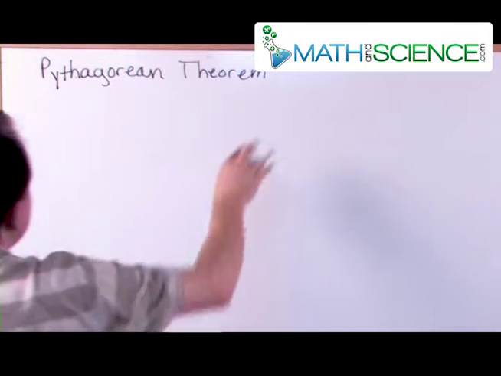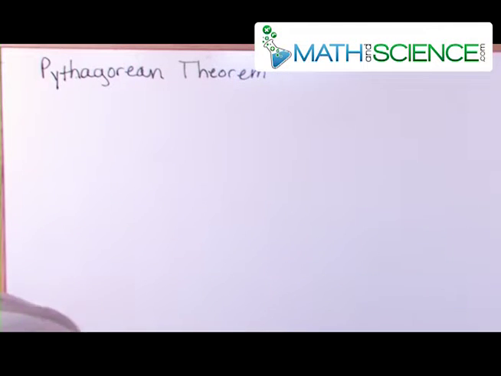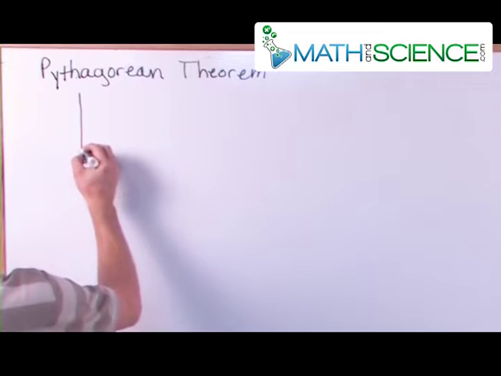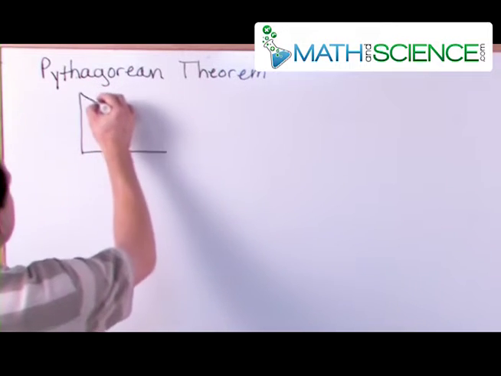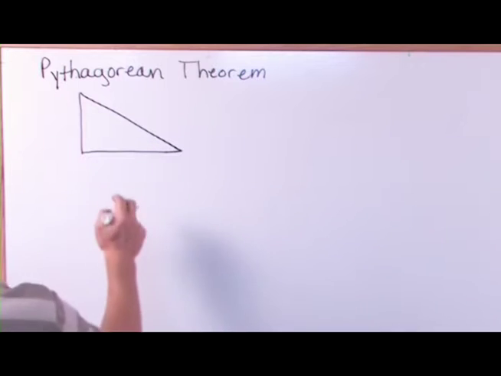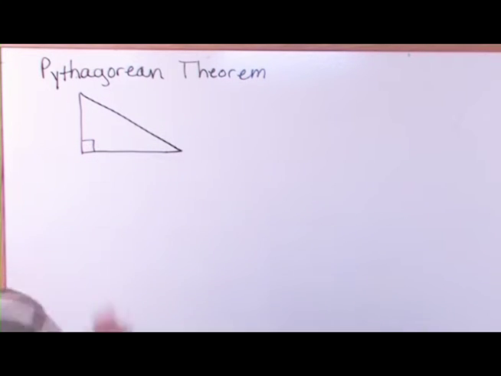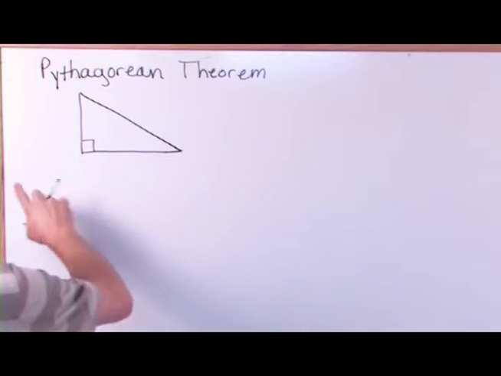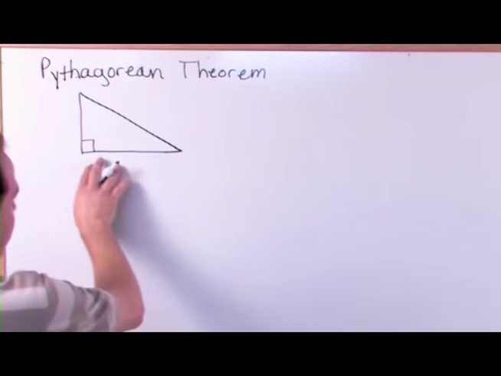Okay, this is what we're studying. It's called the Pythagorean Theorem. And all we're going to do is start to look at the right triangles that we've been looking at the whole time. There's nothing new here. This is a triangle with 3 sides, and we're going to put this little symbol in the corner, which means it's a 90-degree angle, and this is called a right triangle.